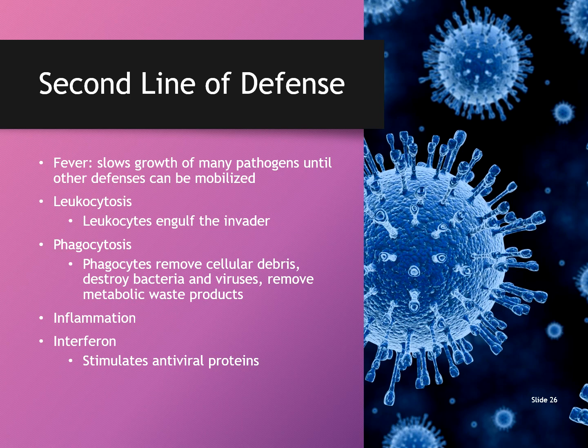The body's second line of defense helps destroy pathogens that escape the first line of defense. This includes the mechanisms of fever, leukocytosis, phagocytosis, inflammation, and the action of interferon, which interferes in the replication of many viruses. The increased production or release of leukocytes is called leukocytosis. When an infection and leukocytosis occur, the white blood cell count will be elevated.